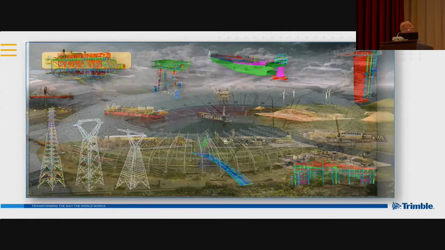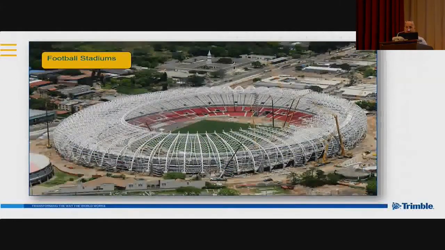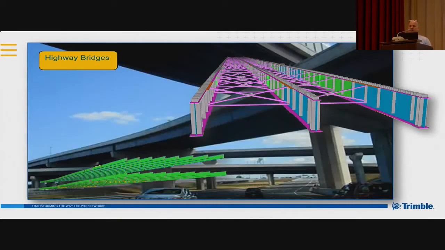So a few examples: football stadiums. All the football stadiums for the recent Brazil World Cup are on Tekla, every single one of them. Bridge work, we do all kinds of bridges, from regular highway bridges through to architectural style bridges. So any kind of bridge work. So that's complex, twisted, curved elements.